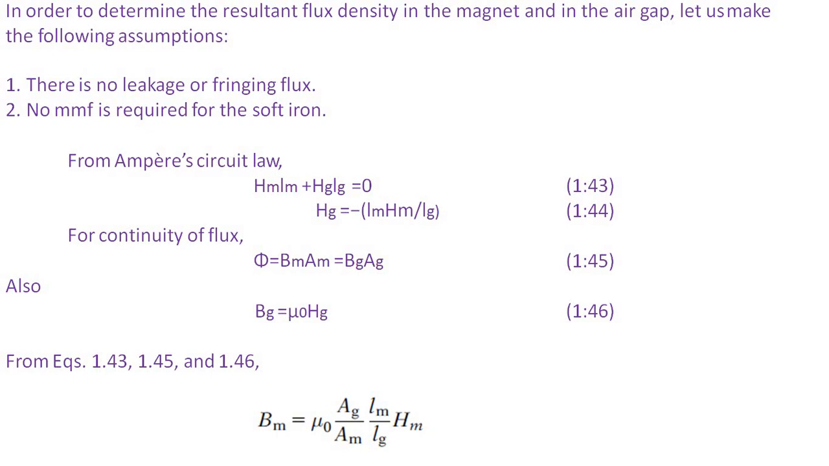From Ampere's circuit law, HM LM plus HG LG is equal to 0. HG is equal to minus LM into HM divided by LG. For continuity of flux, phi is equal to BM into AM, that is equal to BG into AG. Then BG is equal to mu naught into HG. Then BM is equal to the maximum flux density, equal to mu naught into AG into LM divided by AM into LG into HM.